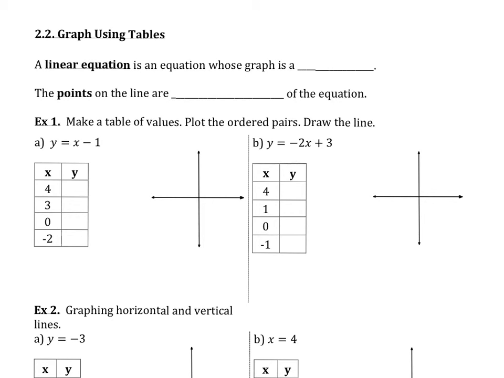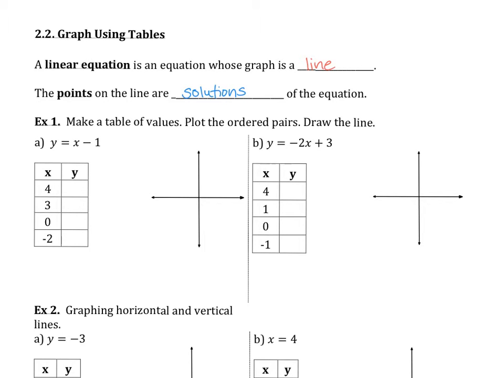Chapter 2 is about graphing linear equations. Okay, for this section, we're going to graph using tables. But first, a linear equation is an equation whose graph is a line. Since we're graphing linear equations this chapter, every single time we graph an equation, we will always get a line. All the points on the line are solutions to the equation.